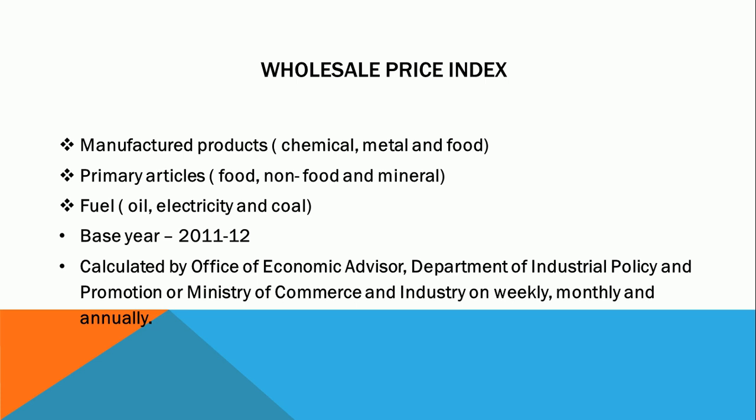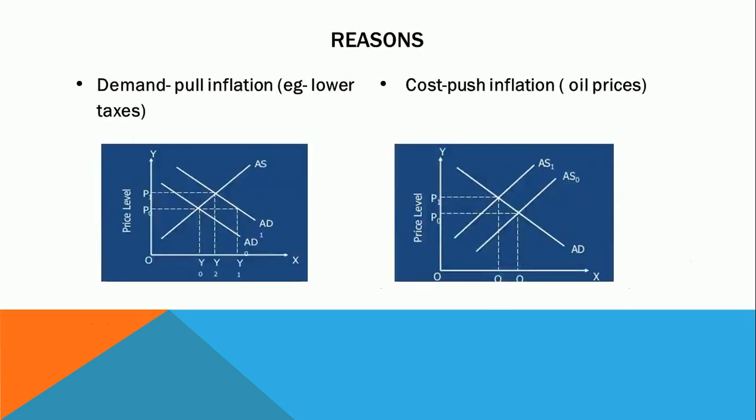Now, the base year has been purposely chosen as 2011-12 for the wholesale price index to bring it in sync with the index of industrial production and the GDP base year. Now, the base year for all three things is similar. IIP, WPI and GDP are all 2011-12. It is calculated by the Office of Economic Advisor, DIPP, Ministry of Commerce and Industry on a weekly and monthly basis.